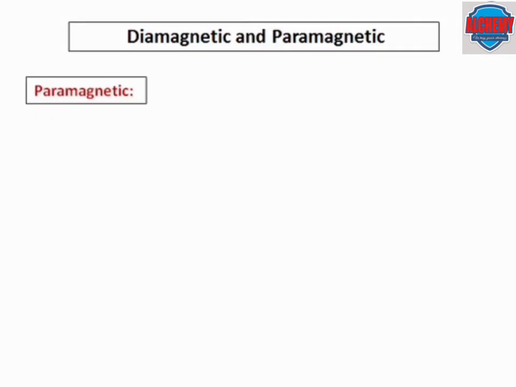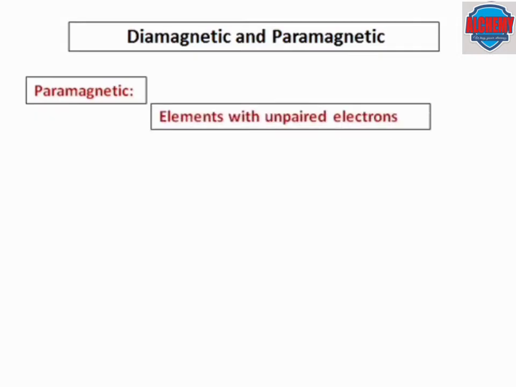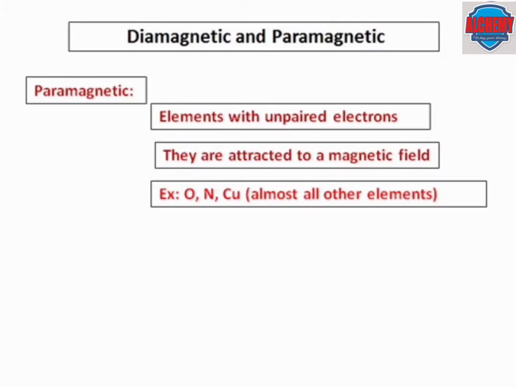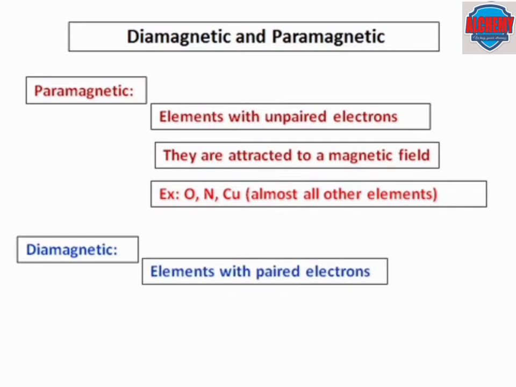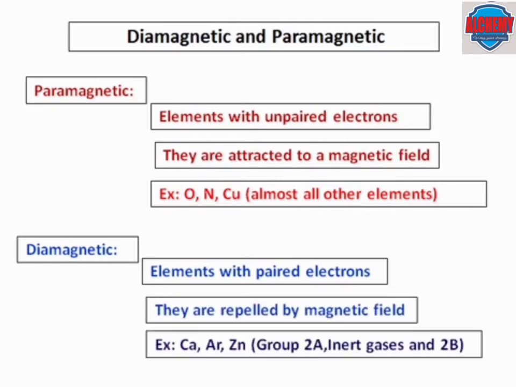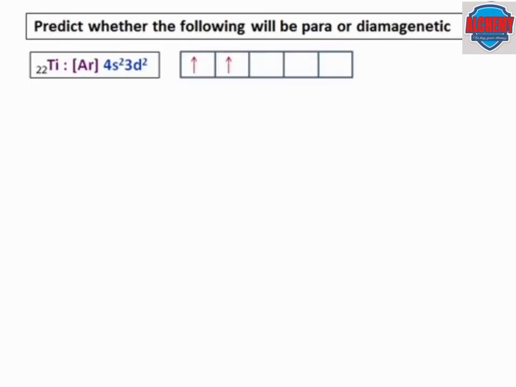Next, we will discuss diamagnetic and paramagnetic elements. Paramagnetic elements are elements with unpaired electrons. They are attracted to a magnetic field. Examples are oxygen, nitrogen, copper, and almost all other elements. On the other hand, diamagnetic elements are elements with paired electrons. They are repelled by a magnetic field. Examples are calcium, argon, zinc, etc. Now we should predict whether the following is paramagnetic or diamagnetic.